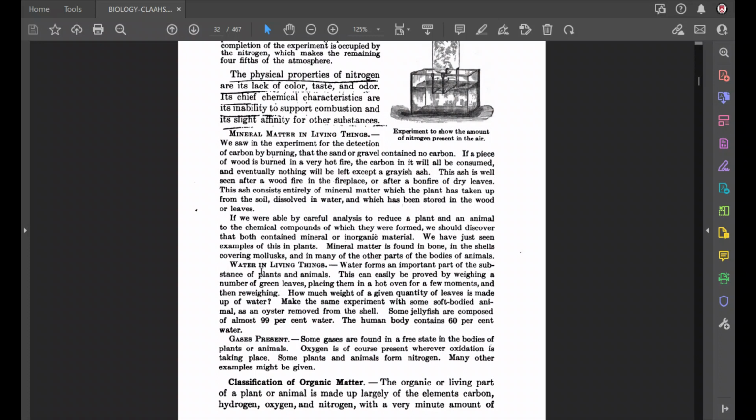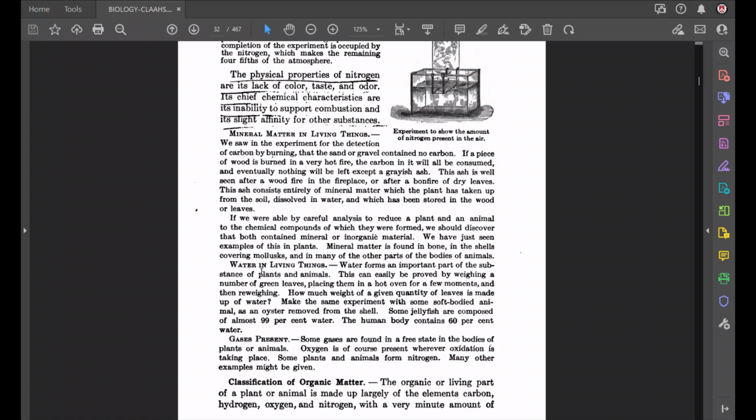And our book asks us, how much weight of a given quantity of leaves is made up of water? If you took leaves, how much of their weight do you think would be water? And we're told, make the same experiment with some soft-bodied animals. It's pretty gross, huh? It says to do the same experiment with an animal, right? Hey, look at this nice juicy animal. Let's weigh that baby, and then we'll put it in the oven, dry it out.